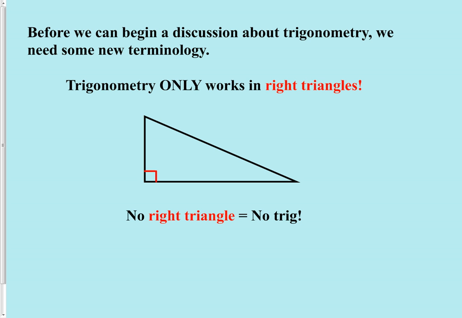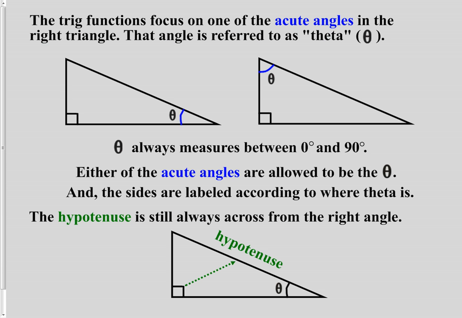If you try to use trig on an acute triangle or an obtuse triangle, you will absolutely get an answer out of your calculator, but your calculator does not know that you did not have a right triangle, so it's going to give you a number, but it's going to be an incorrect number. So bottom line is no right triangle, no trig. Okay, now trigonometric ratios are going to need an acute angle to work with.